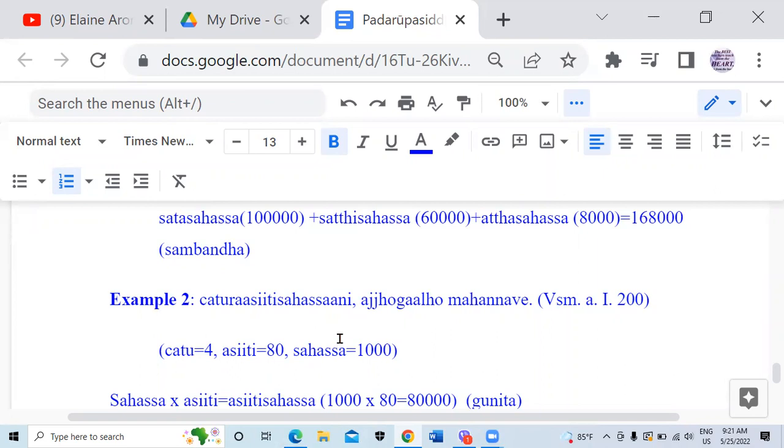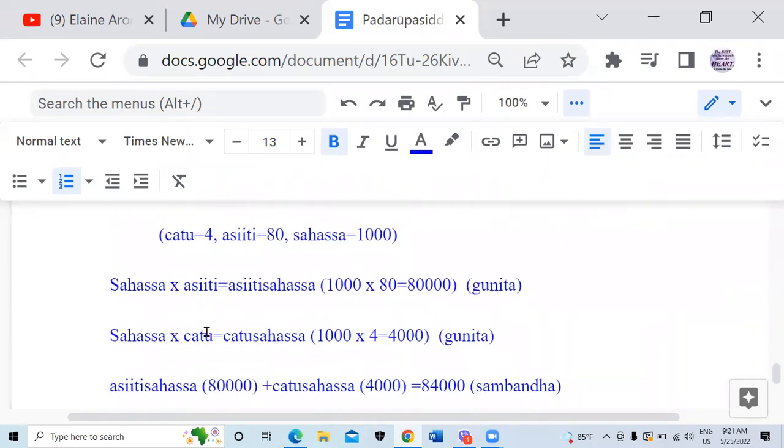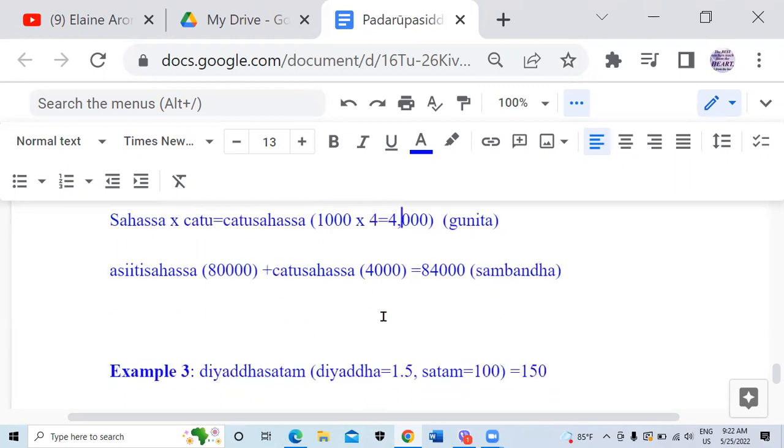Okay. So Sasa plus Sidi, 80,000 we have. And then Sasa plus Chatu, 4,000 we have. Okay. So these 80,000 and 4,000 are combined. So the result is 84,000. So this 84,000, by means of combination, Samana. That's why we call it Samana Sankhya.